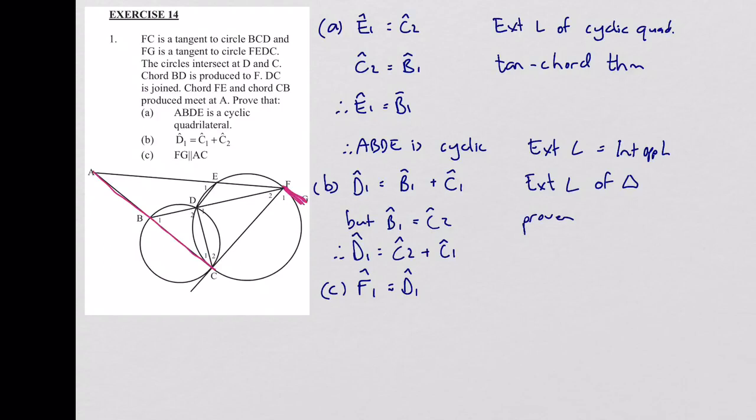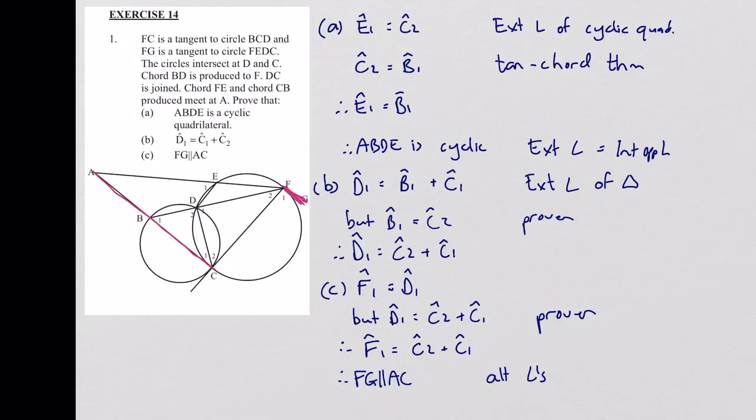Now if we look at D1, we've proven in the previous one, this is why I said your previous answer often helps you, that D1 is equal to angle C2 plus angle C1. That's proven. That means, therefore, F1 is equal to C2 plus C1. Now, what conclusion can we make from that? If F1 is equal to C1 and C2, then the lines must be parallel because alternate angles are equal. So that's our conclusion. Therefore, FG is parallel to side AC, and the reason is that alternate angles are equal.